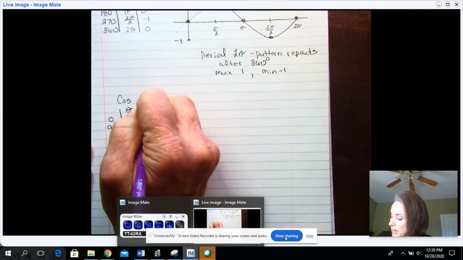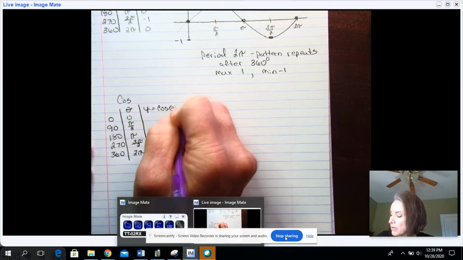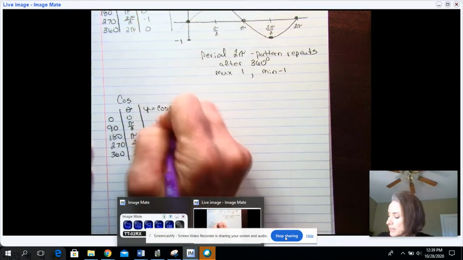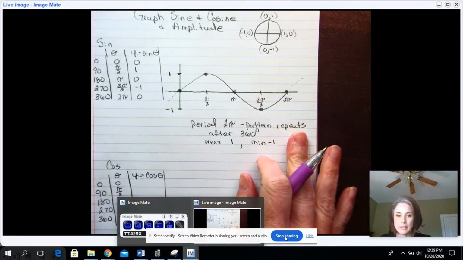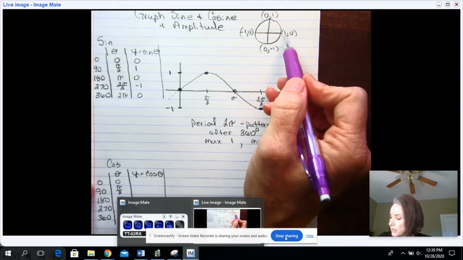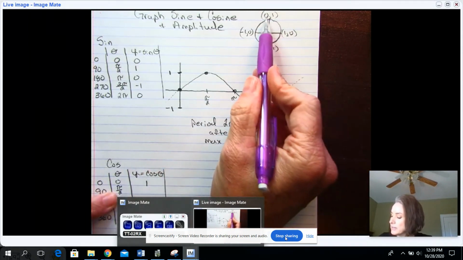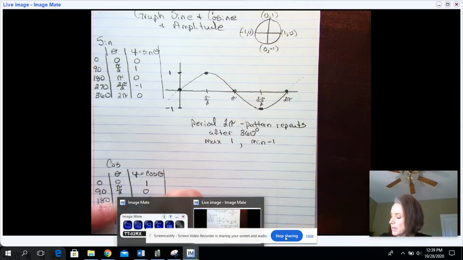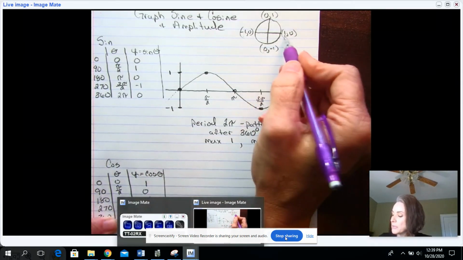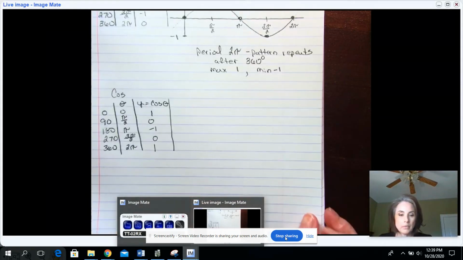And now we're going to see y equals cosine theta. So remember, cosine is your x values. So if I look up here again, the cosine of 0 is your x value. So the cosine of 0 is 1. The cosine of 90 degrees is 0. The cosine of 180 degrees is -1. The cosine of 270 is 0. The cosine of 360 is 1. So there you go.